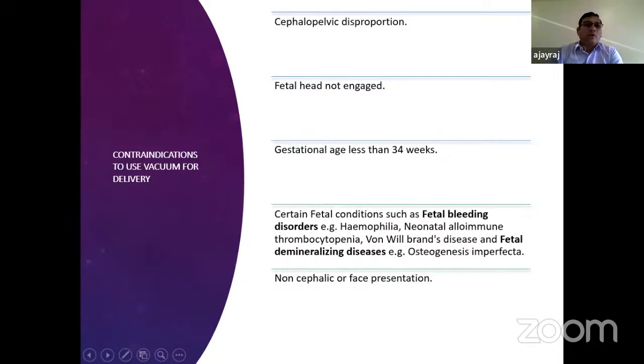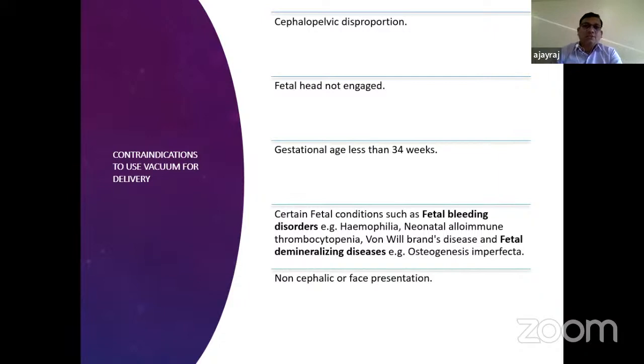Contraindications specially for vacuum delivery. Number one is cephalopelvic disproportion. Another, fetal head is not engaged. Gestational age less than 34 weeks. If the fetus is less than 34 weeks and if we apply ventouse on that, then there is a chance of caput formation, then intracranial hemorrhage. So it is not indicated before 34 weeks.